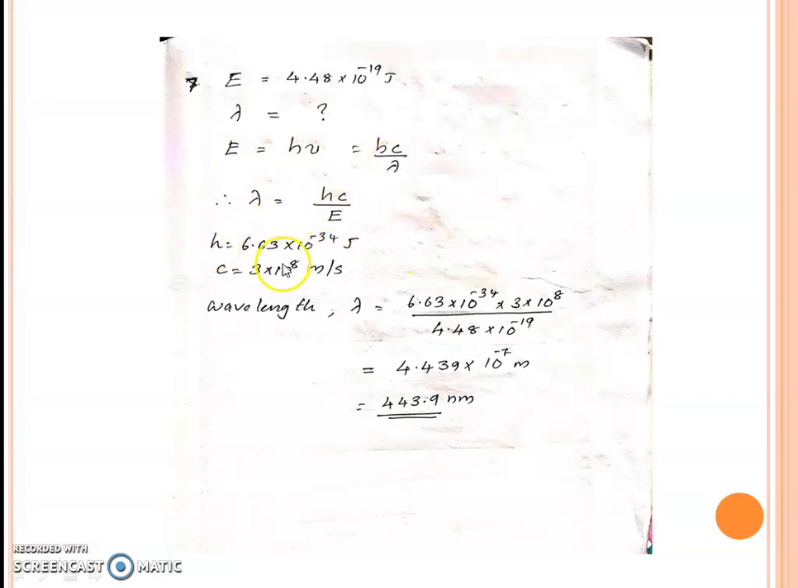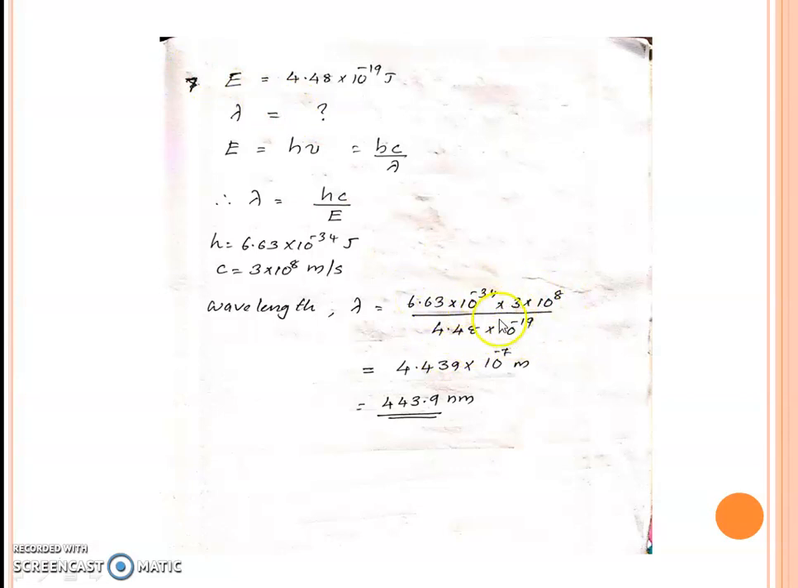h is given, c is given, E is given. There is no need to convert, as all the units are in SI. So, lambda equal to 6.63 into 10 raised to minus 34 into 3 into 10 raised to 8 divided by E, which is given as 4.48 into 10 raised to minus 19.